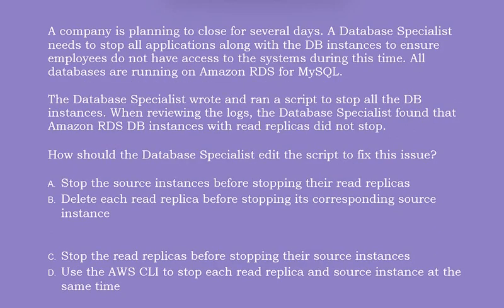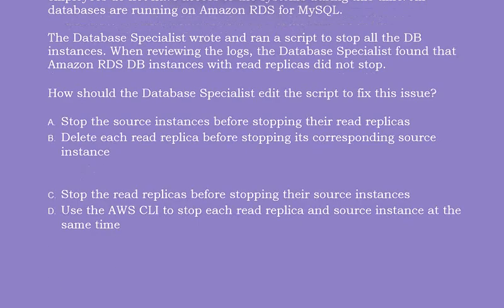Option A. Stop the source instances before stopping their read replicas. Option B. Delete each read replica before stopping its corresponding source instance. Option C. Stop the read replicas before stopping their source instances. Option D. Use the AWS CLI to stop each read replica and source instance at the same time. Correct answer is option D.